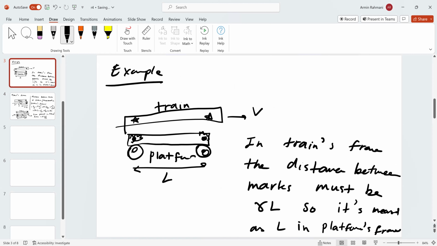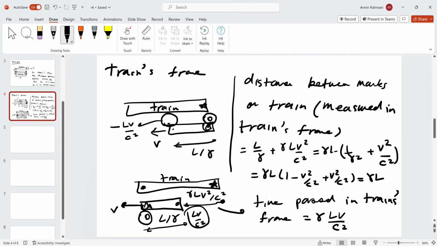in the frame attached to the platform, right? That was a simpler argument we found just from length contraction, that the distance between those marks must be gamma L in the train's frame. Now, looking at the same story in the train's frame, we recover the same result, even though the length of the platform, or the distance between the two paste bombs on the platform, is shorter again because of length contraction, according to this person that's riding on the train.